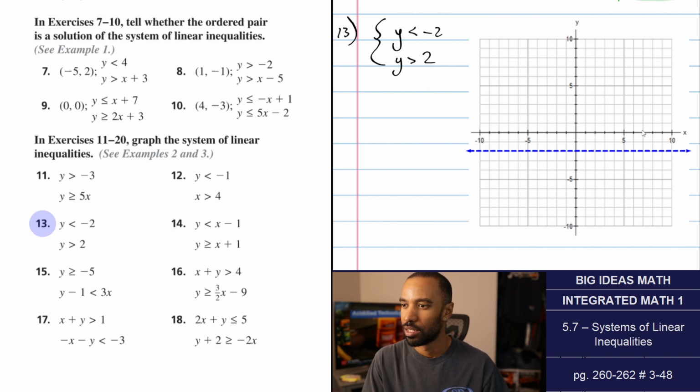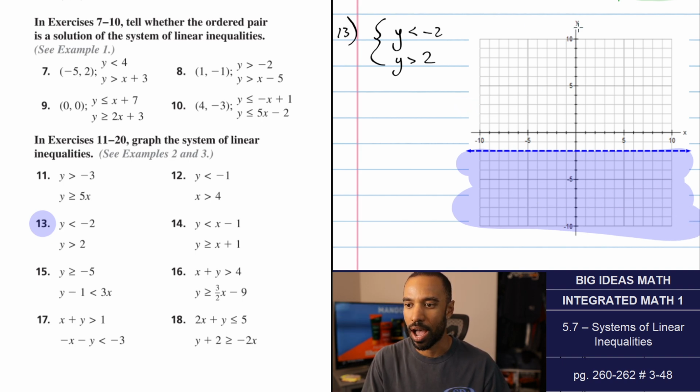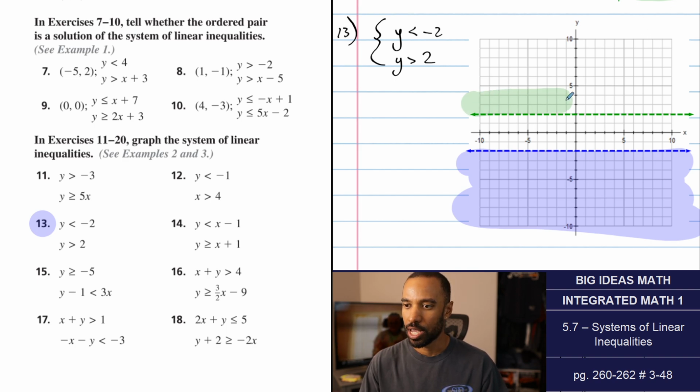Give me a second. And that, shading underneath. Now the other inequality will be shaded above. So y is greater than 2 looks like this, also dashed. Most of these are dashed. And we shade above here. Now, there is no overlapping shaded region.